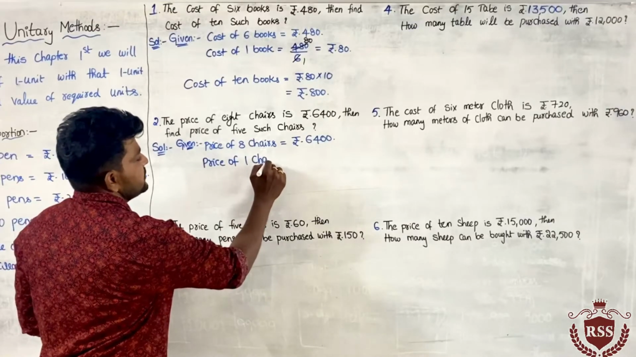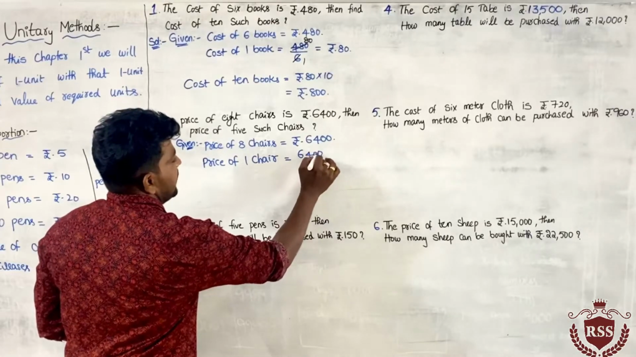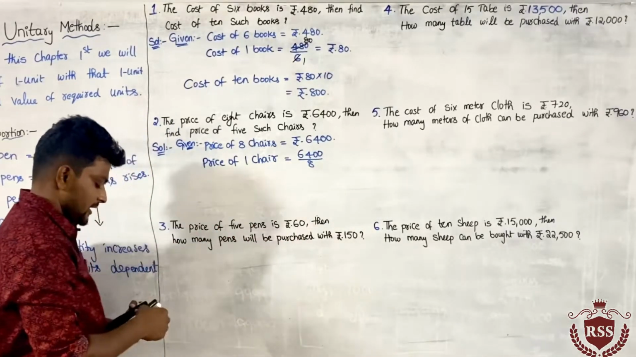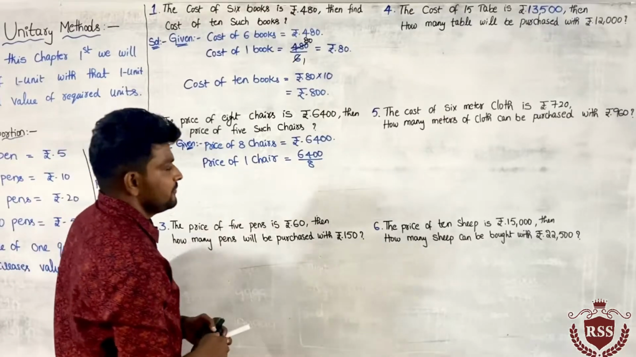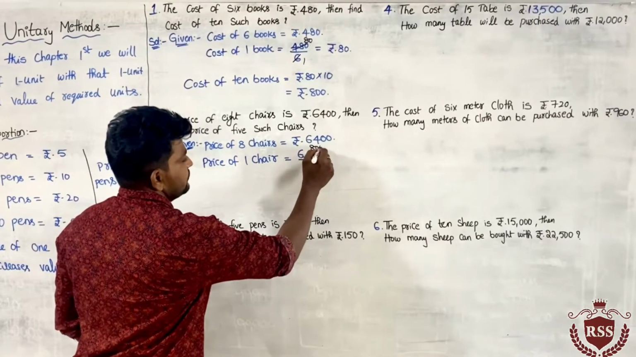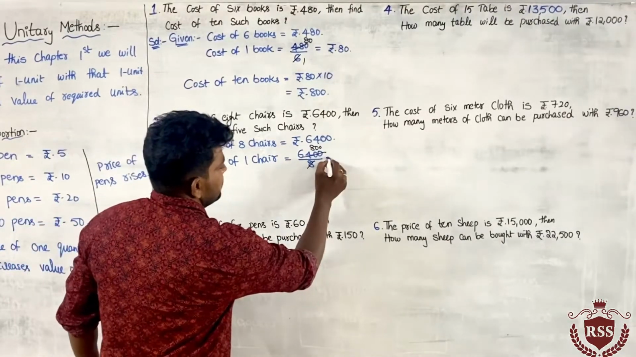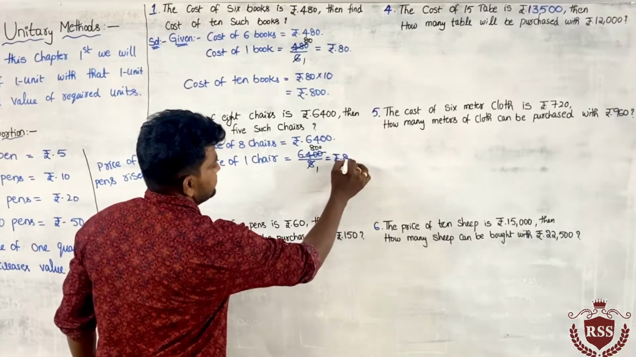So the price of 1 chair, what will it be? The cost of 8 chairs divided by 8. So here we can cancel. 8 8s are 64, 8 1s are 8, 8 8s are 64. So the cost of 1 chair will be rupees 800.